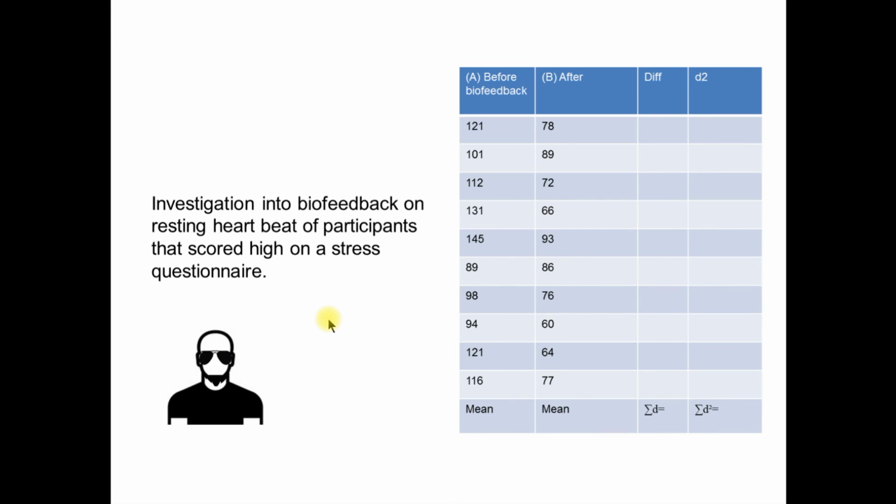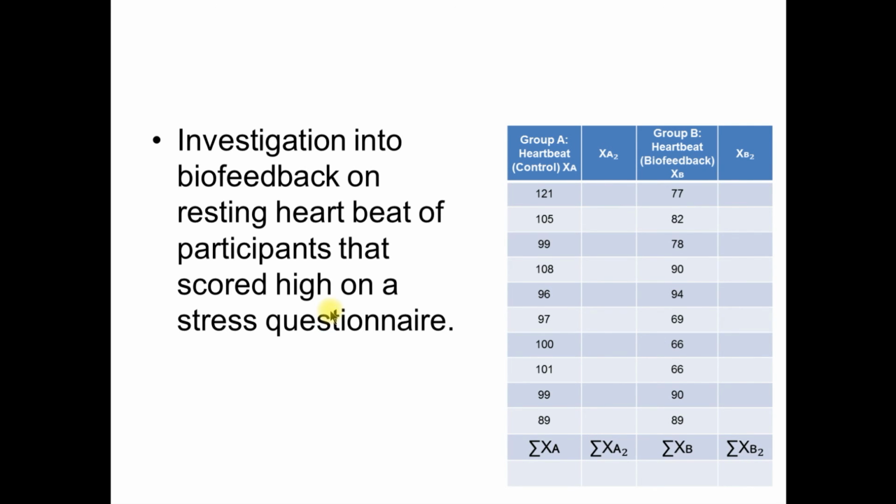Alright, hopefully that worked out for you. Here's the investigation into biofeedback on resting heartbeat, repeated in independent group style. So for this type, we take one control group, one that we train in biofeedback, and then you go through and calculate the sum of column A, square each value, sum of the squares, sum XA squared, and so forth, and sum these three, put them all into that big chunky equation.